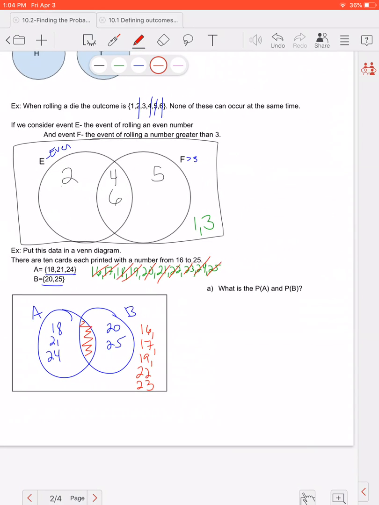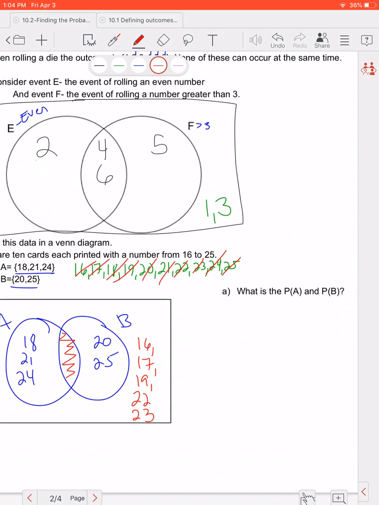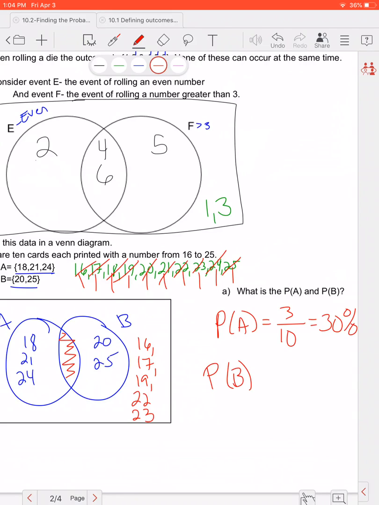Okay? And then it asks me, what's the probability of A and what's the probability of B? So the probability of A, I know there's 3 choices for A. Okay? Out of how many? I'm going to count 1, 2, 3, 4, 5, 6, 7, 8, 9, 10. There's 10 in my sample space. So I have 3 out of 10, or 30%. Okay? And for part B, I have 2 out of 10, because there's 2 numbers inside of my circle out of 10 total. So that would be 20%.